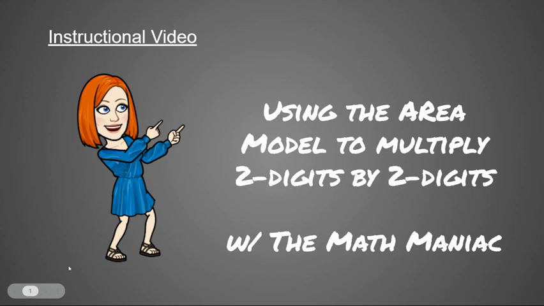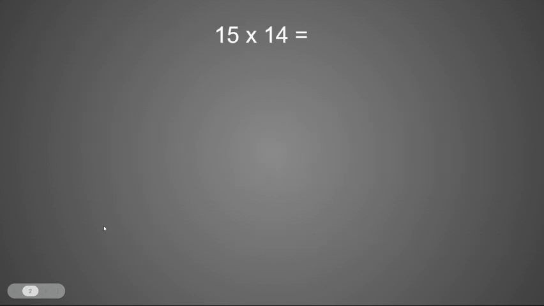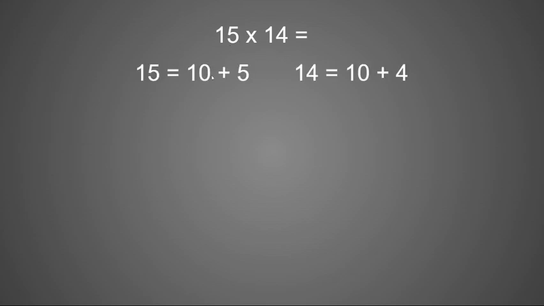Today we're going to be using the area model to multiply, but this time we're going to be doing 2 digits by 2 digits. You'll see it's basically the same thing that we did before, but just adding an additional step. So here's our first equation, 15 times 14. Just like we did before, we're going to use expanded form to spread out both of these two factors. So 15 is equal to 10 plus 5, and 14 is equal to 10 plus 4.